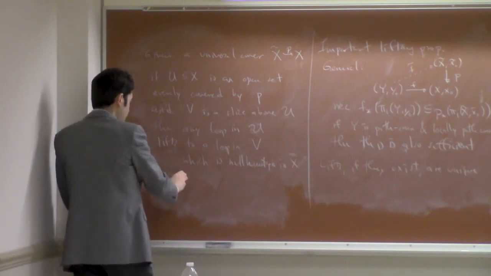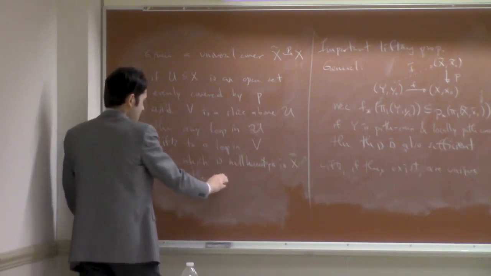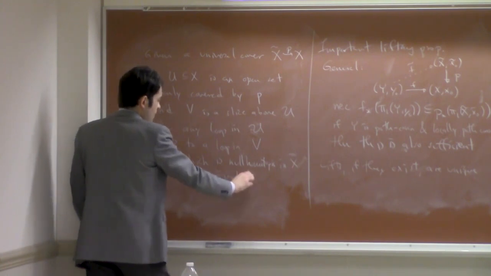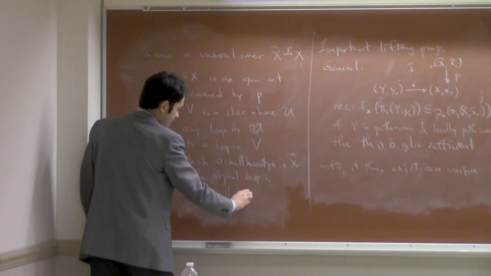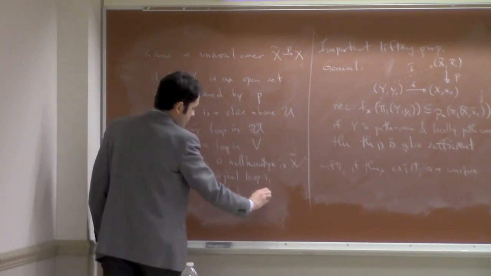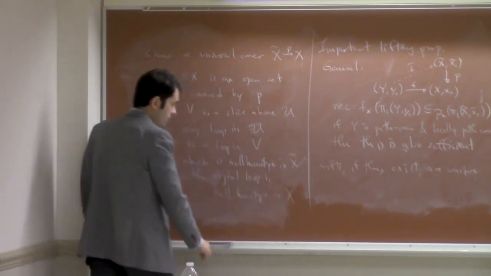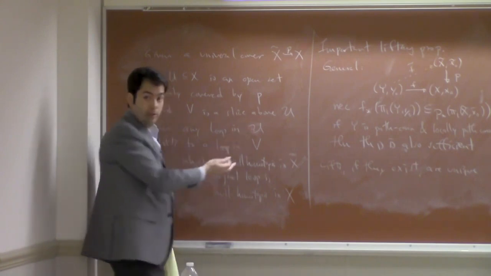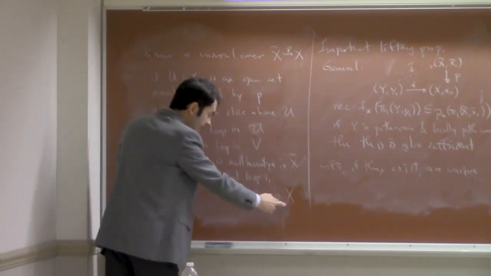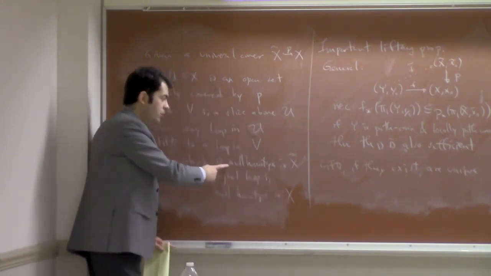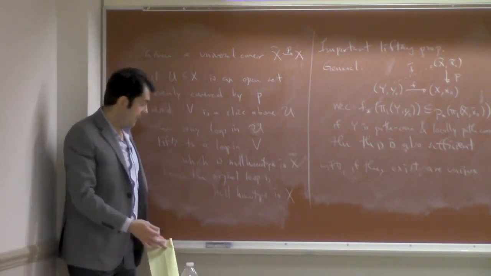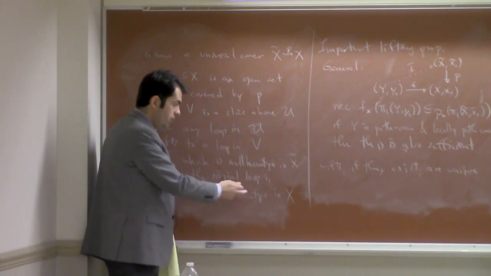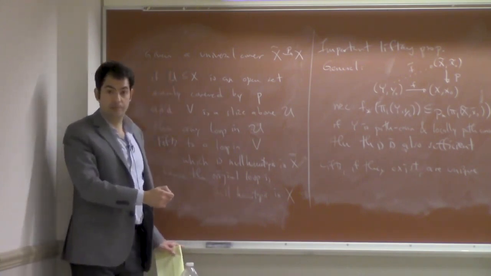And hence, the original loop is null homotopic in X. Again, I don't know if it's null homotopic in U or not, but it's null homotopic in X. And how do we know that? Well, take the null homotopy upstairs and just project it down with P, and you will get a null homotopy downstairs.